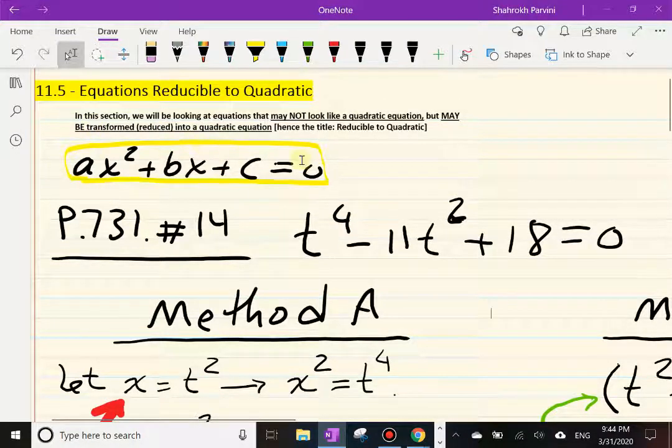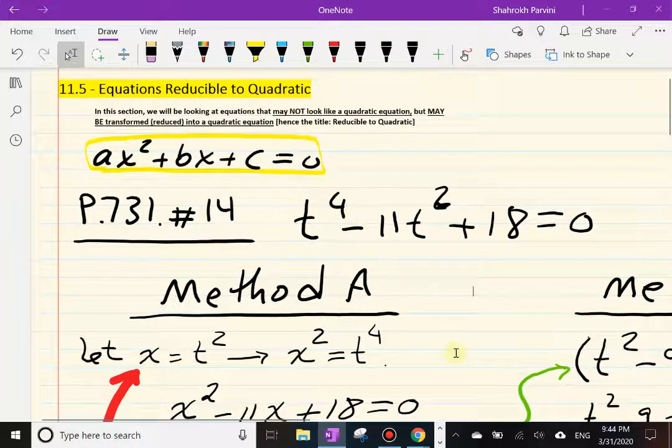The general form of a quadratic equation we know is in this form. So it is possible to have equations that may not look like they are quadratic, and in fact they're not. But underneath what we see here, it somehow turns out that we can rewrite these equations in quadratic form if we wanted to, and then work them as quadratic equations. So that's what we want to do.